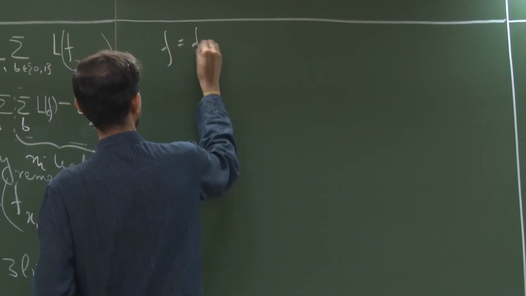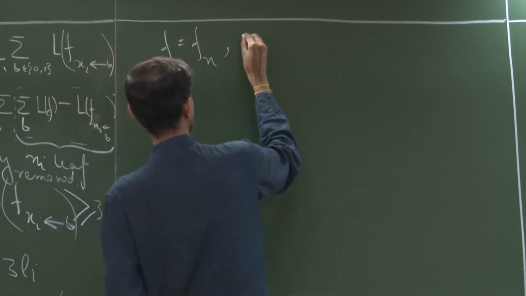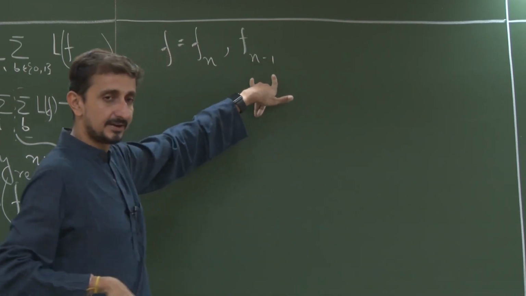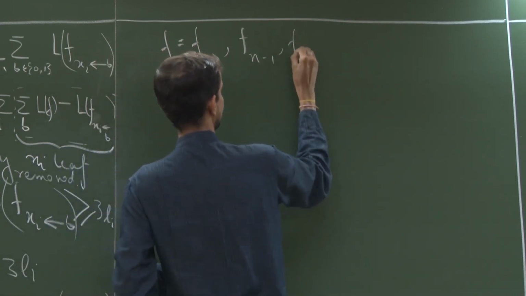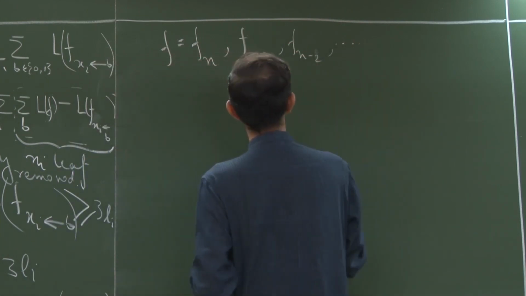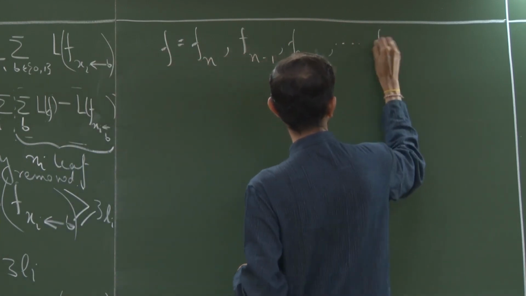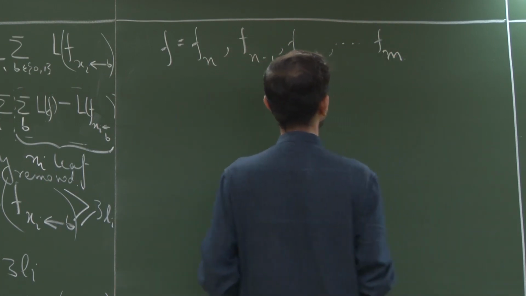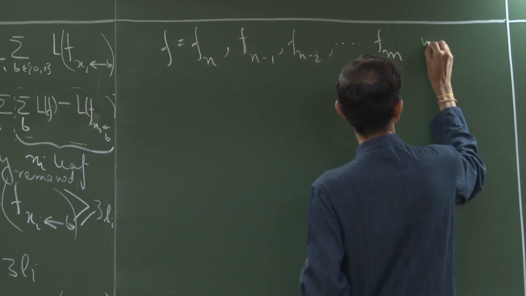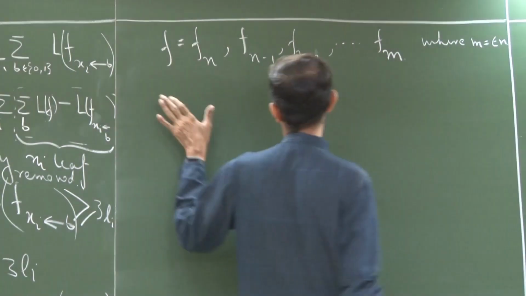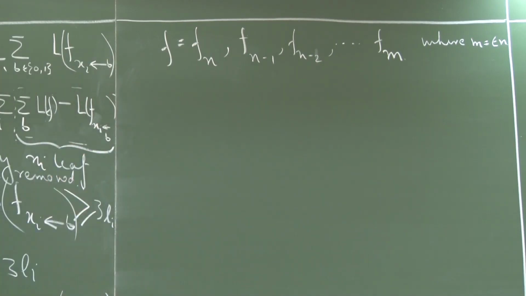So, let us say suppose I have f, let me call f as f of n, and then I have f of n minus 1 that I get by restricting one variable, then I have f of n minus 2 and so on. I will have f of m, where m equals epsilon n. Okay. So, this is my sequence of functions that I get by restricting a variable at each step.